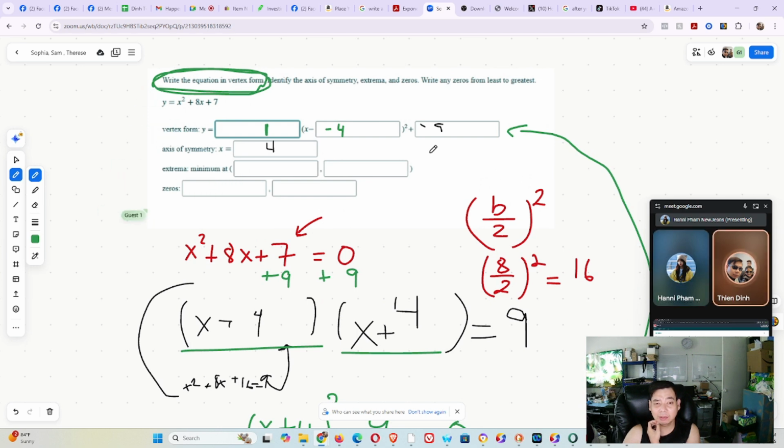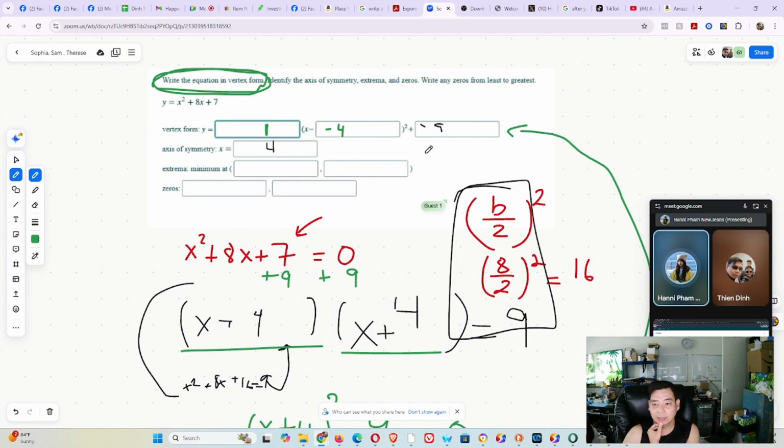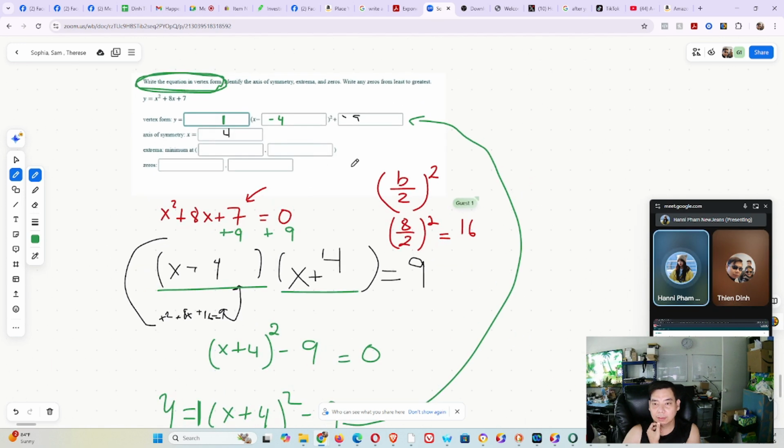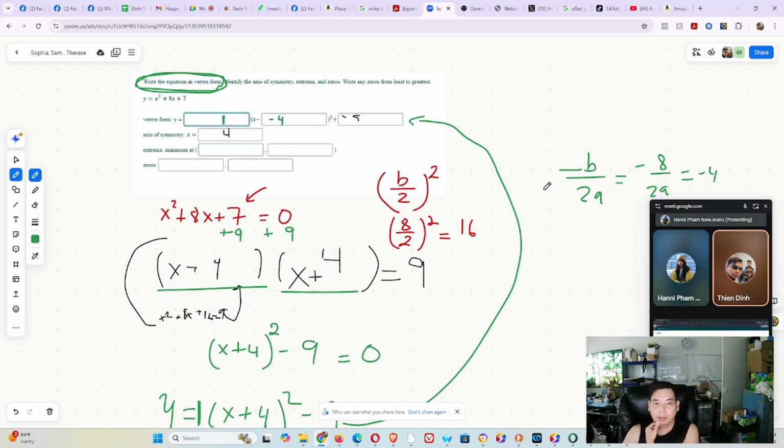Axis of symmetry. How do you know what the axis of symmetry is? Axis of symmetry should be negative b over 2a. So negative b over 2a would be negative 8 over 2, which is negative 4. Is it negative 4? Yeah. Okay.